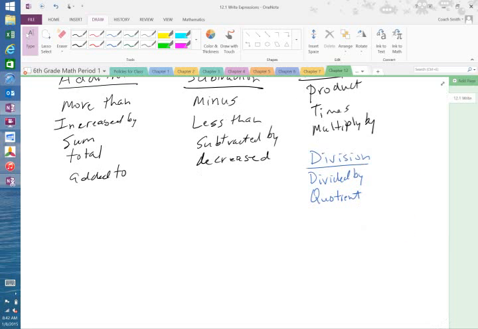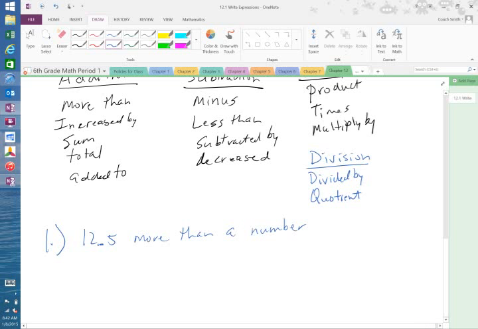All right, so let's look at number 1. Number 1 says 12.5 more than a number n. So they've actually given you the variable. When they don't give you the variable, you can obviously use whatever letter you'd like to use. This one, they give you the variable because in the directions, read us the directions, Brandon, for number 1.